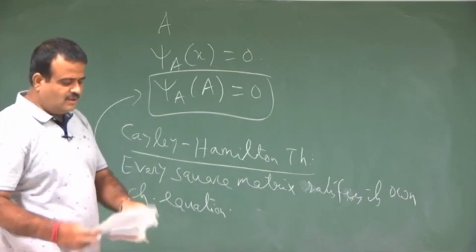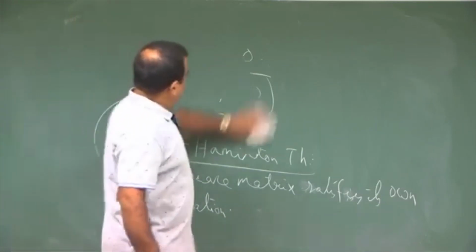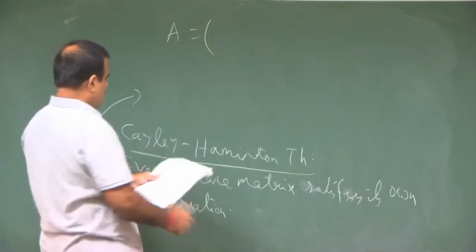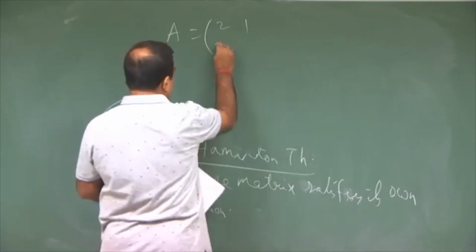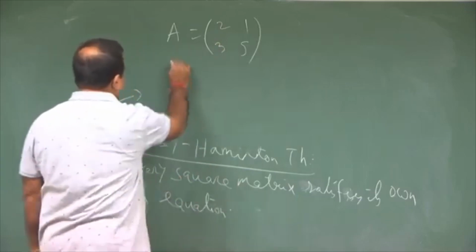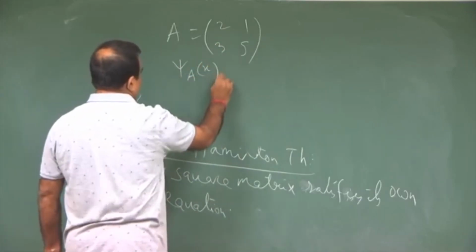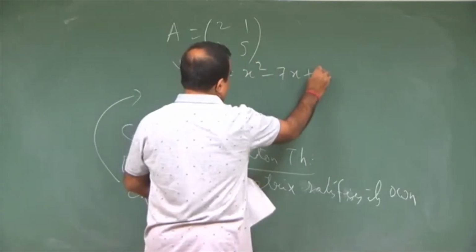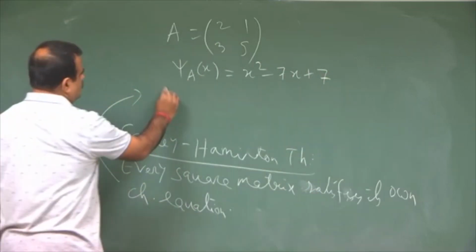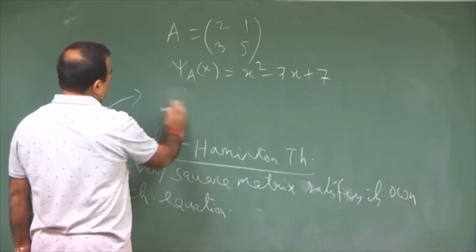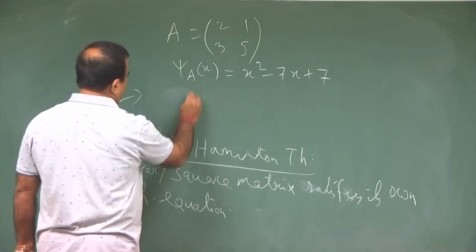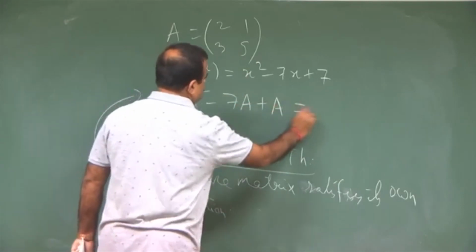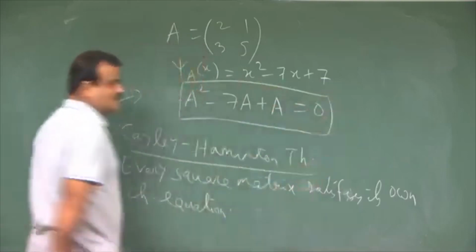Okay. So, for that example what we have? If we have that matrix like this, just now we have seen 2 1 3 5 and the corresponding characteristics polynomial we got is this, x square minus 7 x plus 7. Now this Cayley-Hamilton theorem is telling, A square minus 7A plus 7, this has to be 0. So, this is the Cayley-Hamilton theorem.